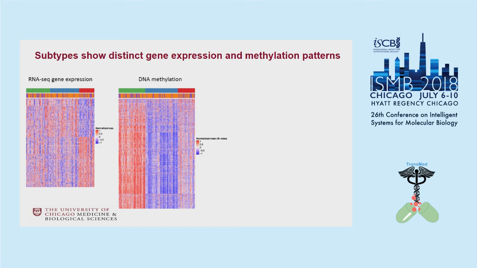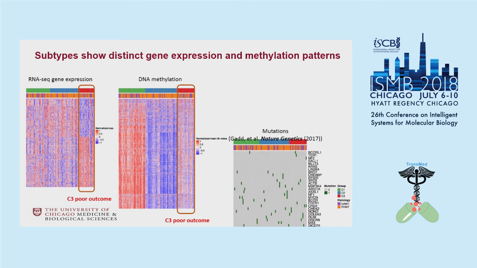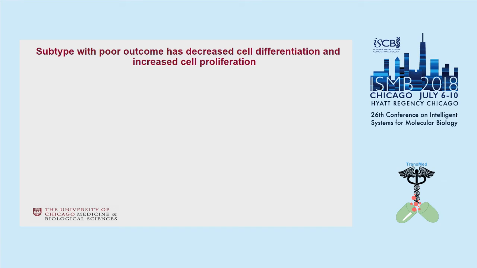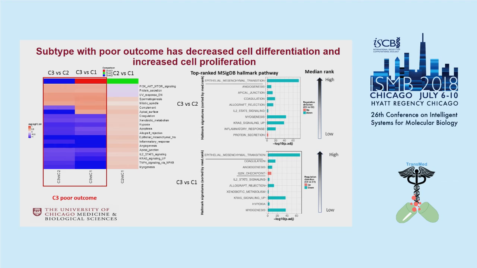We also tried to see if the publicly available mutations are enriched in our subtypes. It looks like they are not enriched in our subtypes. In order to investigate the biological functions of those subtypes, we ran gene set enrichment analysis. We found that the subtype with a poor outcome has decreased cell differentiation and increased cell proliferation.